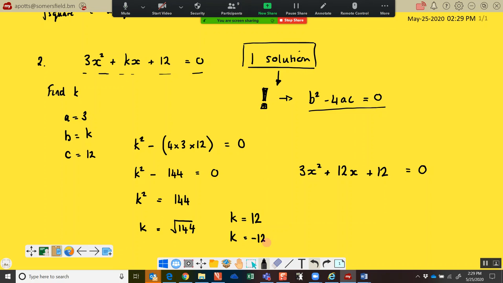Thanks, Izzy. Why could it be negative 12? The square root of 144. So what do we think, guys? Could it be 3x squared subtract 12x plus 12? Would that also work? Yeah?